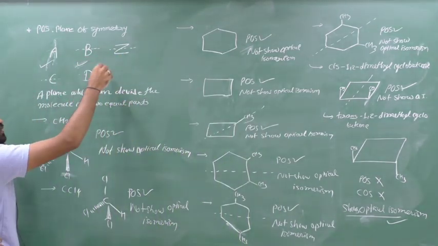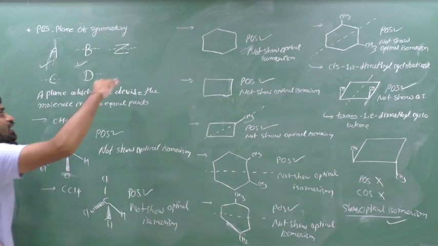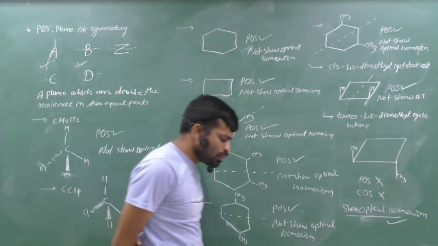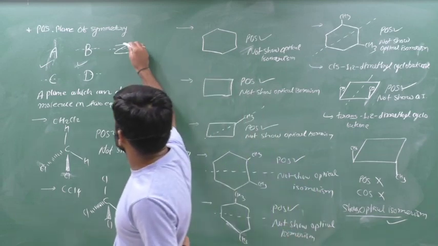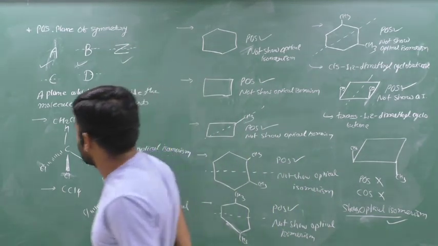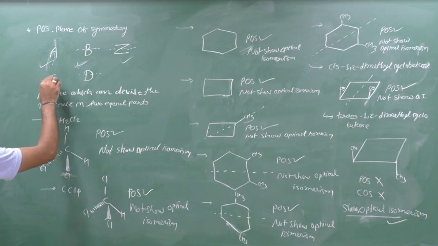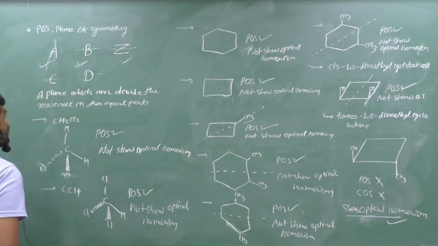It also has a plane of symmetry. Here, if you can divide it into two parts with respect to the plane, it gives two equal parts because the parts are the same. So it also gives a plane of symmetry. If you think about C, it also gives a plane of symmetry. If you think about D, it also gives a plane of symmetry.